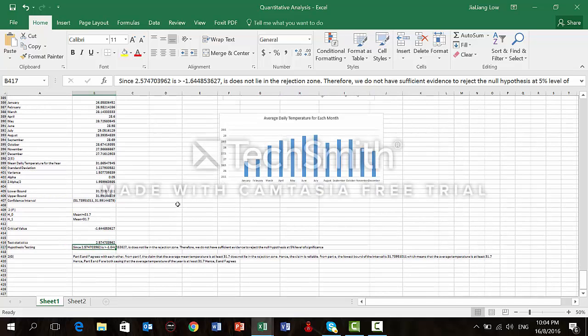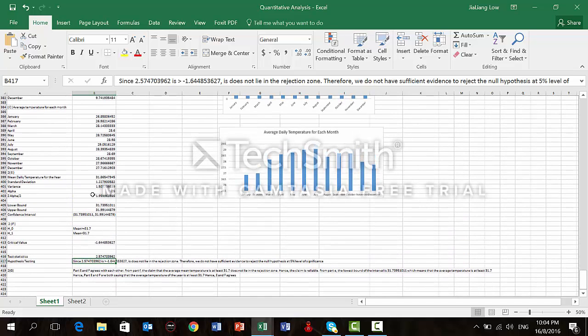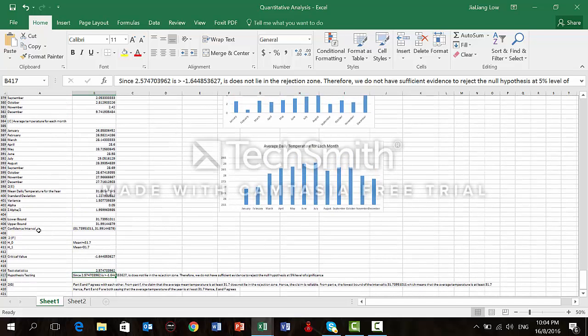Part E and F agree with each other because, in part F, as you can see, the claim was that the average temperature was 31.7, and it is not in the rejection zone. Therefore, the claim can be reliable. And as for the confidence interval, your lower bound is 31.7 as well, which means for the interval, your average temperature is at least 31.7. Therefore, E and F agree with each other.